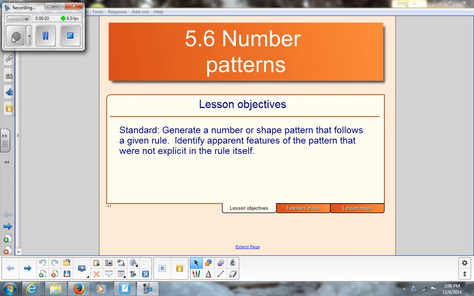Okay, so this lesson is the last lesson of this chapter. It is a different standard that we're going to be working on, but it's something you guys have been familiar with because you learned patterns back in kindergarten. So you're going to generate a number or shape pattern that follows a given rule. Identify apparent features of the pattern that were not explicit in the rule itself. And explicit just means it doesn't outright tell you what the rule is, okay? So you've got to figure the rule out based on the pattern.